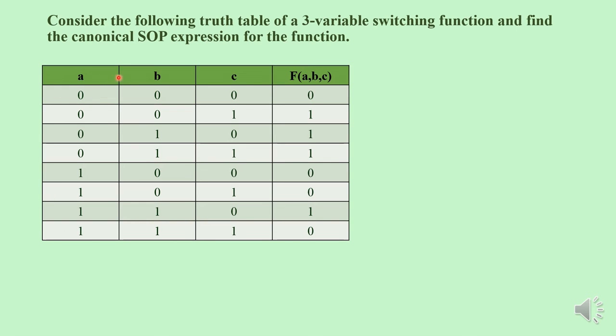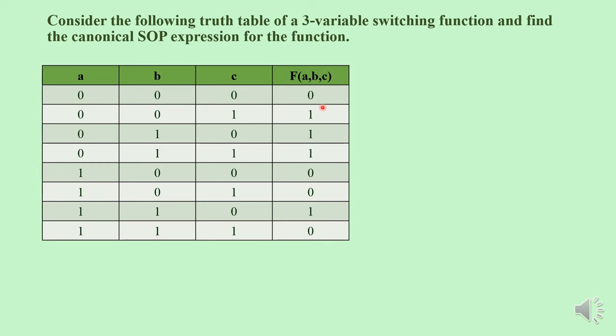A, B, C are 3 variables. F is the function of A, B, C, which is the output. Here we write the 8 possible combinations of 3 variables, that is 0 0 0, 0 0 1, 0 1 0, 0 1 1, 1 0 0, 1 0 1, 1 1 0, and the last combination is 1 1 1. For 0 0 0, output is 0.